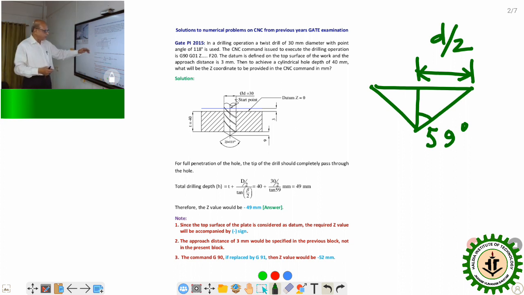So the entire tool movement will be 40 millimeter plus this much. If you calculate this part, 30 by 2 divided by tan 59, this will come as 9. So the total movement will be 40 plus 9, that is 49 millimeter. It would be minus 49 millimeter. So that is the answer.